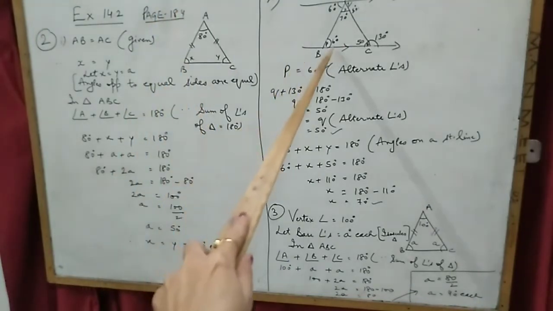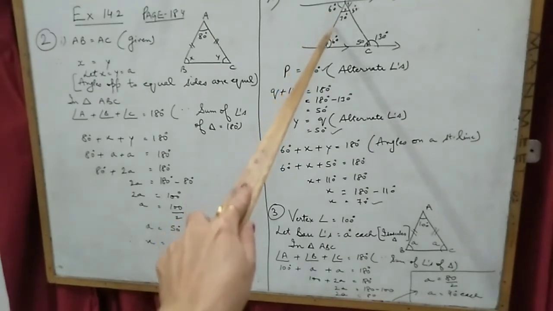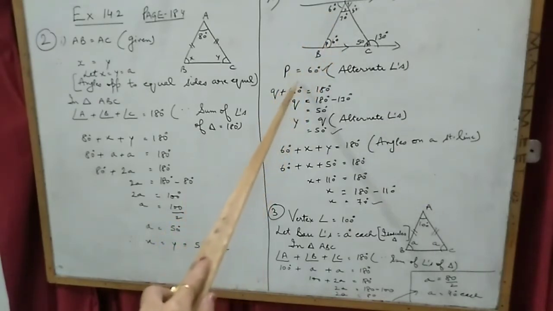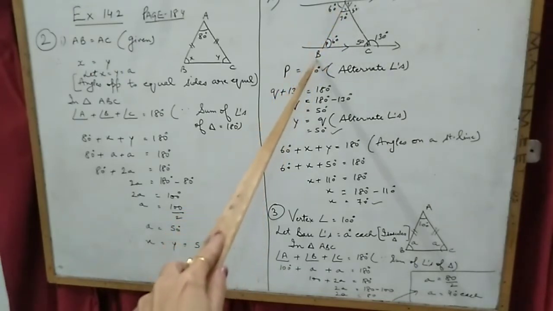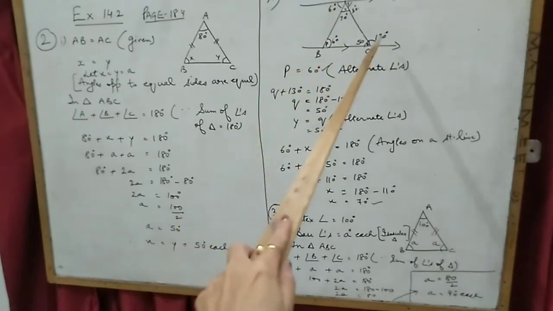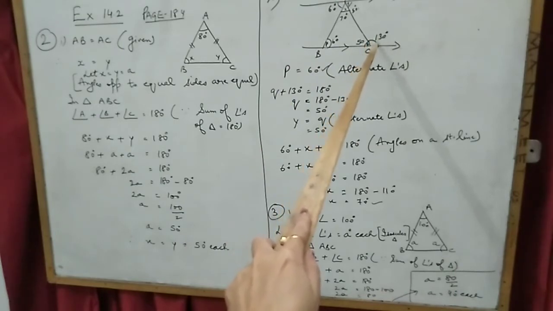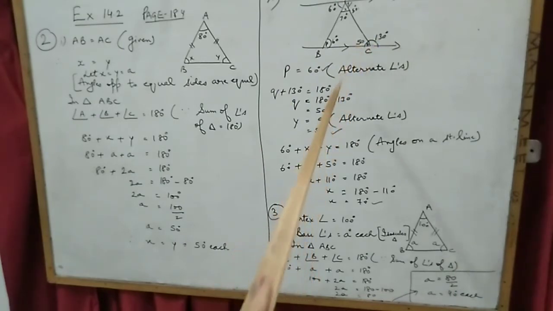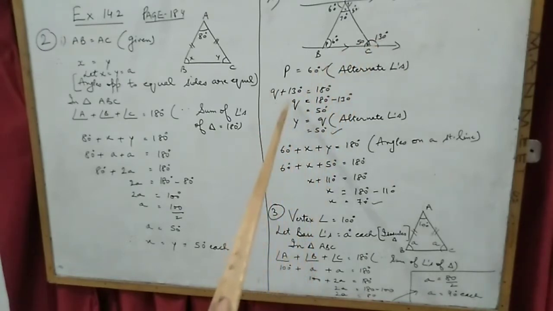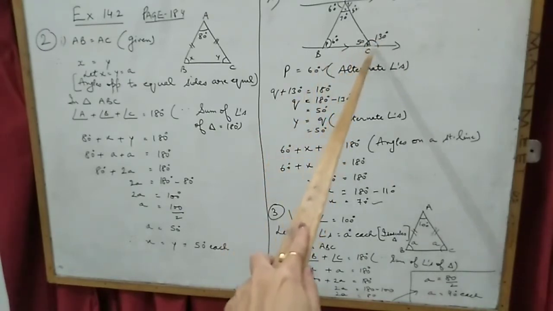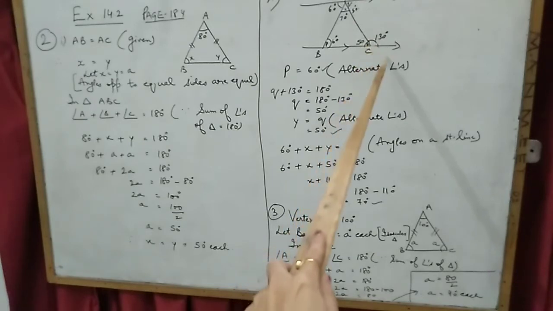So P is 60 degrees. See, this is 60, this will also be 60 degrees because these two are alternate, opposite to this line. Okay. Now children, see these two angles, 130 and Q. We got 50 afterwards. Let us see only 130 and Q. I have added Q and 130. What should the sum be? The sum should be 180 degrees.